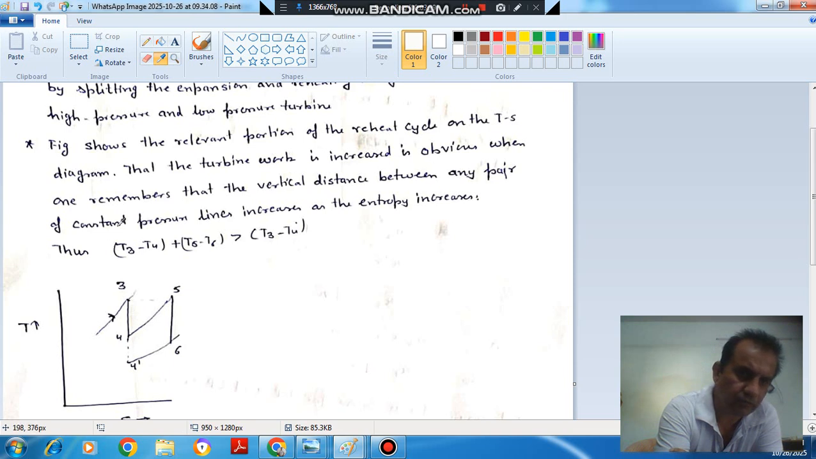is obvious when one remembers that the vertical distance between any pair of constant pressure lines increases as the entropy increases. So here the vertical distance is this much. So as entropy increases, the vertical distance becomes more, or we can say T5 minus T6 is more as compared to T4 minus T4 dash. That's why the work done is increasing. Or we can say T3 minus T4 plus T5 minus T6 is more than T3 minus T4 dash. So that's why the specific work output will increase.